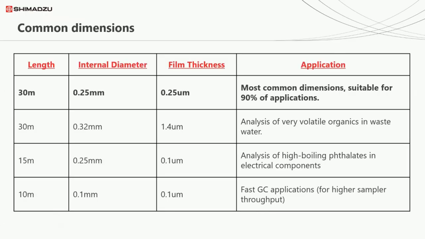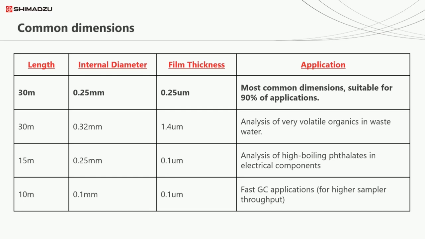In terms of dimensions, the 30 metre 0.25 0.25 column is the most common and acts as a good all-rounder. If your method is looking at very volatiles, consider a thicker film. And if you're looking at semi-volatiles, consider a thinner one. If you're looking to speed up an existing method, try reducing the length and internal diameter of the column. Provided the phase ratio, that's the ratio between the diameter and the film thickness, is the same, the separation of components should be largely unaffected.